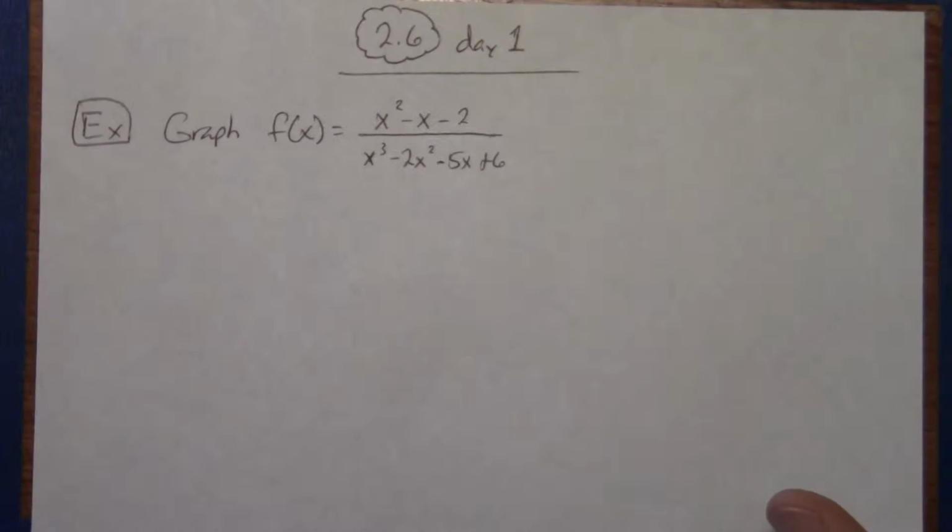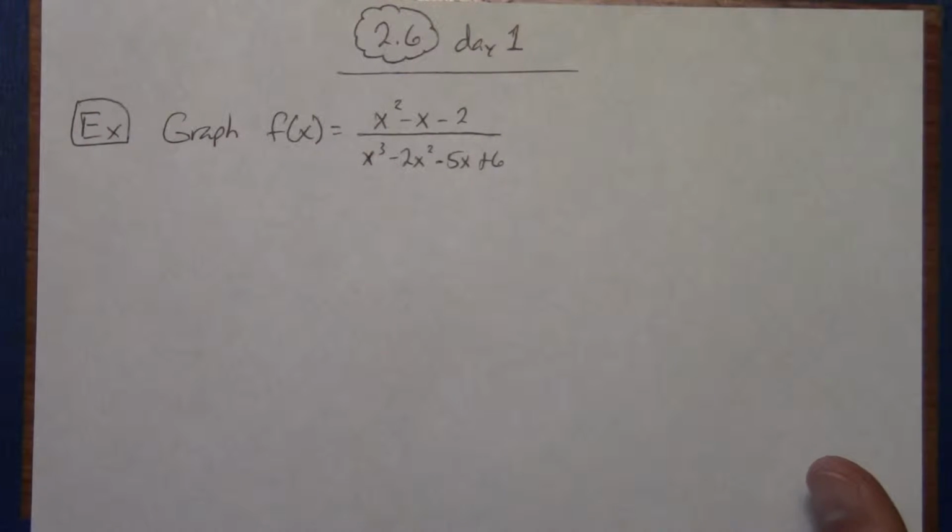All right, for helping out in the homework for section 2.6, we did this section in 2 days, so I'll do one problem from day 1 today, and then I'll show another video for day 2. Day 1 deals with graphing with vertical asymptotes and horizontal asymptotes.